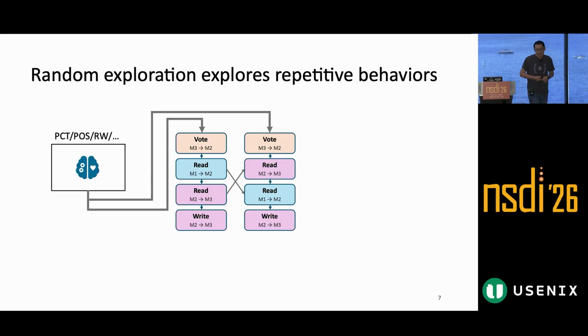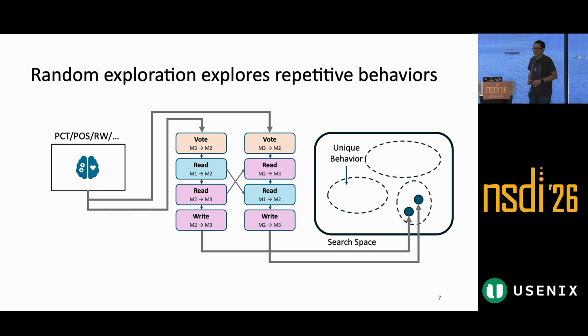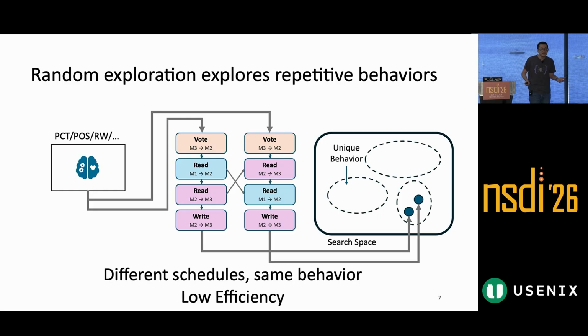Why is that? Let's look at two schedules. The only difference across those two schedules is the order between the read messages sent to M2 and M3. From the scheduler's perspective, these are different schedules. But if you are familiar with the semantics of the distributed system and their models, they correspond to the same behavior in the distributed system. You are exploring different schedules, but you are actually exploring the same behavior, and this hurts the efficiency.